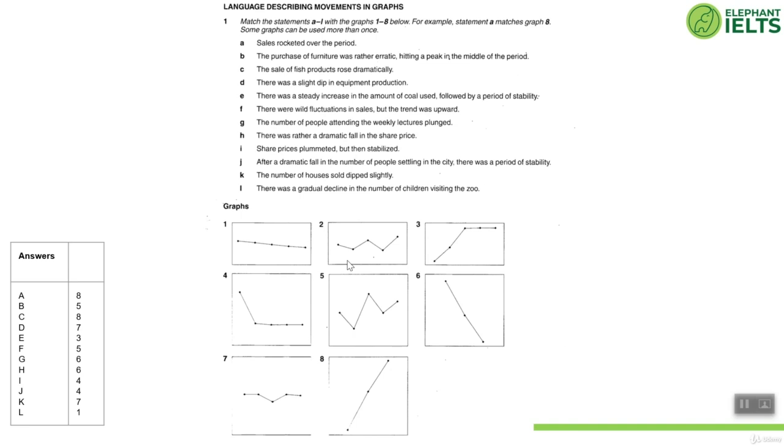Okay, this is a fluctuation, but that's not really a peak in the middle, is it? So we carry on and we come to 5, which shows a wild fluctuation and the highest point or the peak in the middle. So B is 5. So practice doing these to practice the vocabulary we learned and sentence structures. The answers are here on the left.